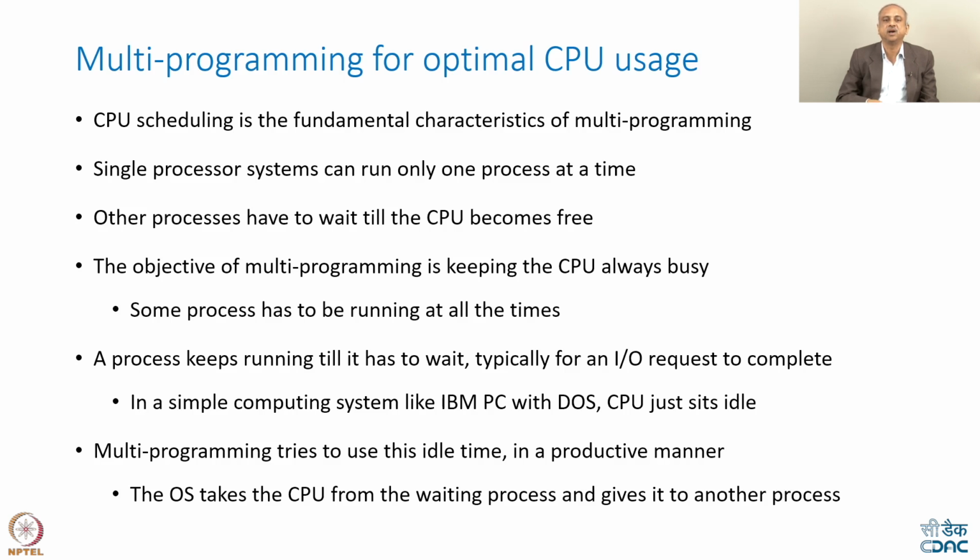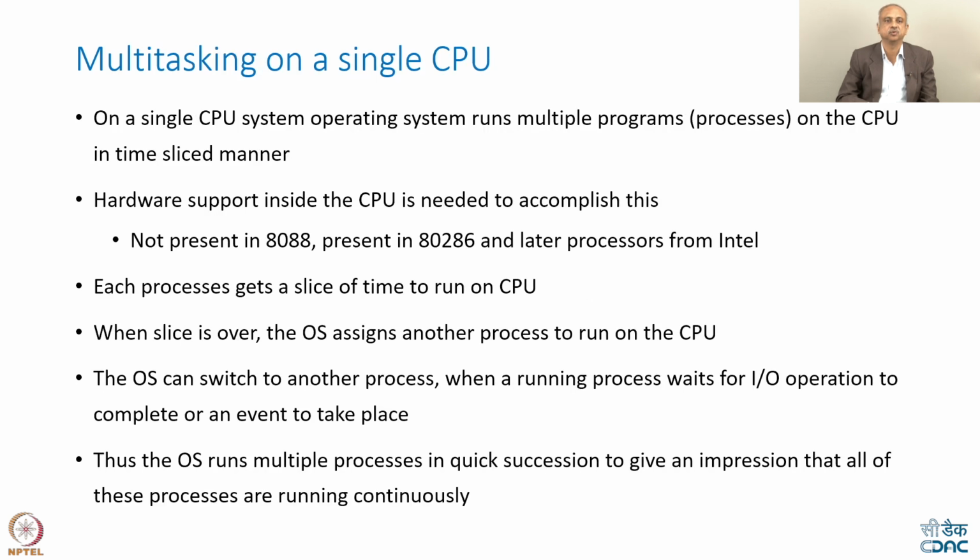This is where multiprogramming comes into the picture, where such idle times are used to run another program. So, another program is also ready to run in the memory. In such a case, the operating system takes the control of the CPU from the waiting process and gives it to another process. When the other process gets into it, the first process comes in. So, what is multiprogramming trying to do? It is trying to keep the CPU always busy, thus making optimal use of the CPU.